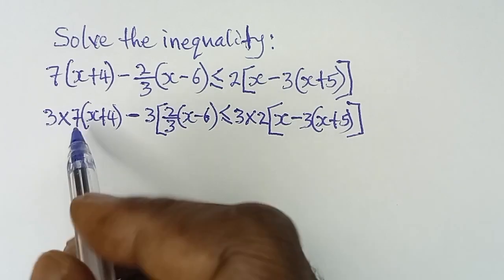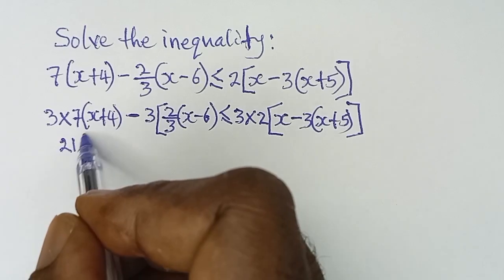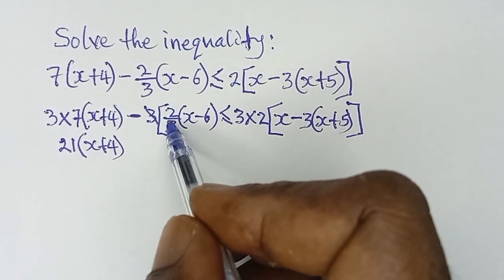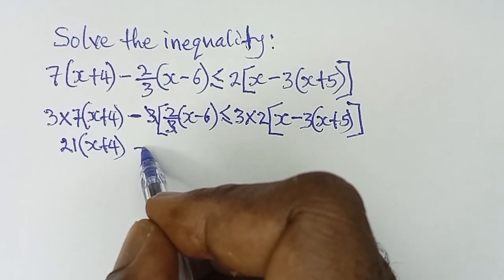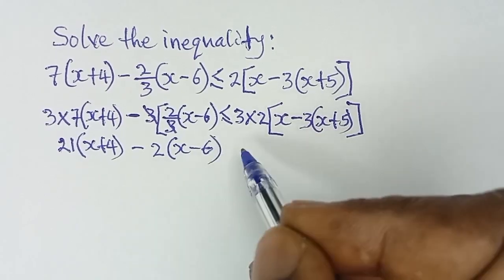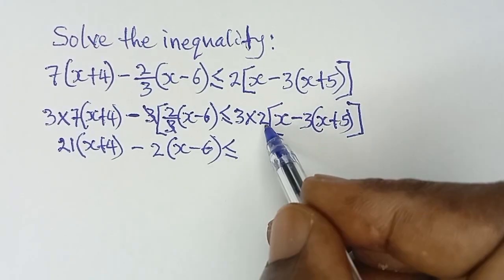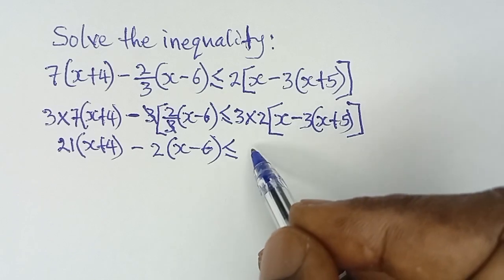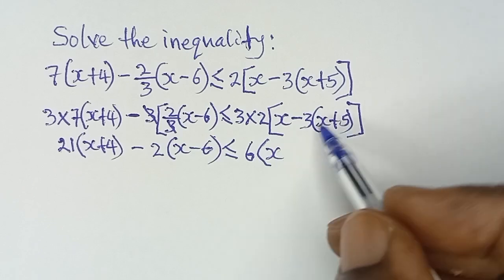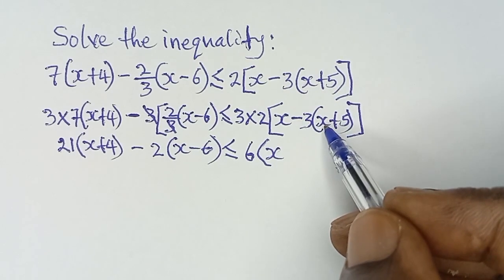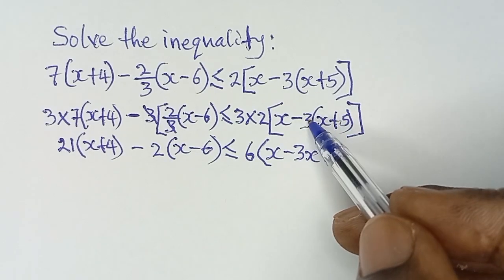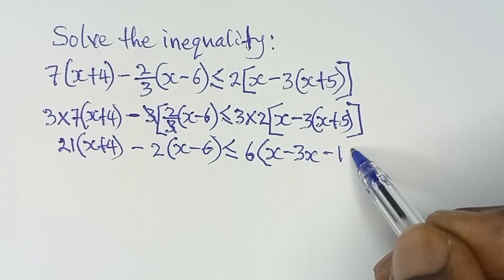So 3 multiplied by this is 21, and then I have x plus 4, and then this 3 we cancel 3. So what we have left here, we have the negative sign, and then we have 2 bracket open x minus 6, and then it's less than or equal to, this is 2 times 3 times 2 is 6, and then bracket open x. To open this bracket, negative 3 multiplied by x will give us negative 3x, and then negative 3 multiplied by positive 5 will give us negative 15.